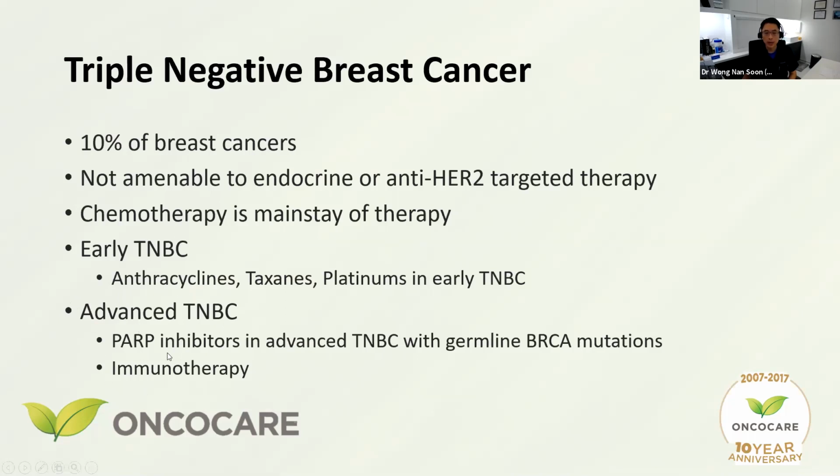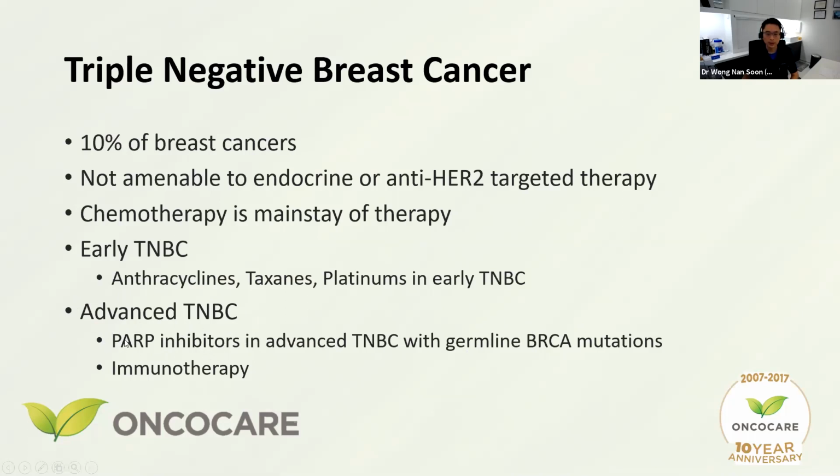In the advanced triple-negative breast cancer setting, there are some specific drugs that we can use. For example, PARP inhibitors in triple-negative breast cancers with germline BRCA mutations. So PARP inhibitors essentially lead to DNA strand breaks within the tumor, and tumor cells with germline BRCA mutations have problems repairing such DNA damage, and therefore they are exquisitely sensitive to these inhibitors.